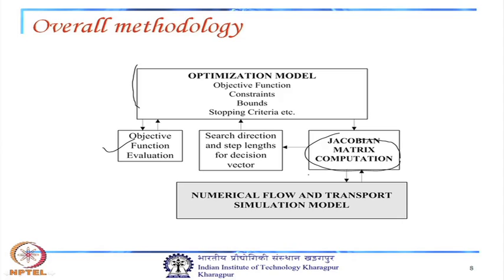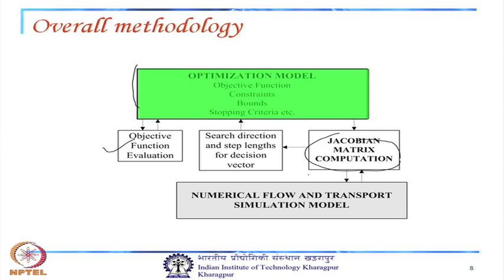Search directions are basically dependent on the Jacobian matrix, and with this Jacobian matrix it will give the proper direction. But the problem is that if you have a Jacobian matrix based approach, then you may or may not get a proper global optimal solution. So, the selection of the optimization model is also an important thing.